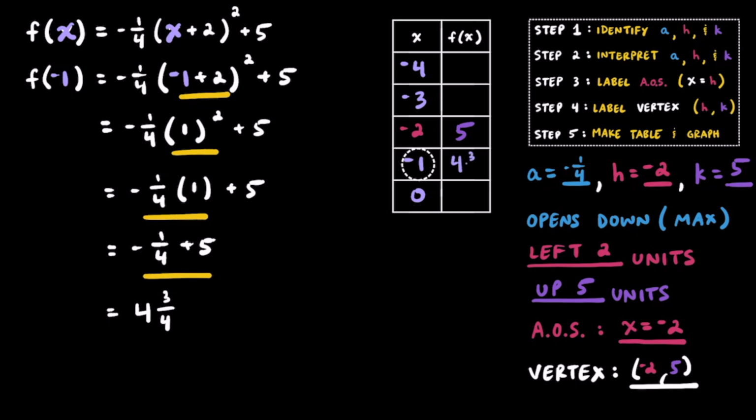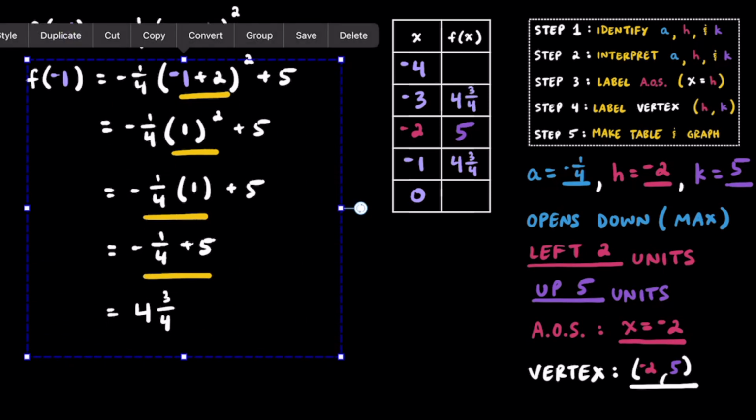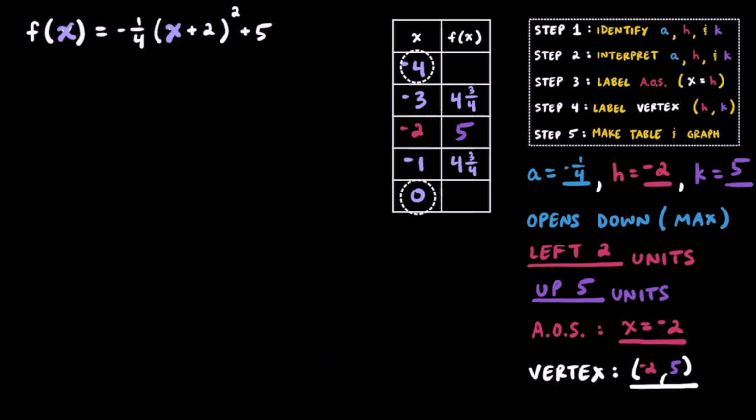Going to write that right in our table there, and it's going to match for the -3 since it is symmetrical. Now let's try this again, but with our other value so we can fill in our table. Between the x equals -4 and the x equals 0, I think the 0 is going to be a little bit easier, so let's find f of 0 to find the y value.